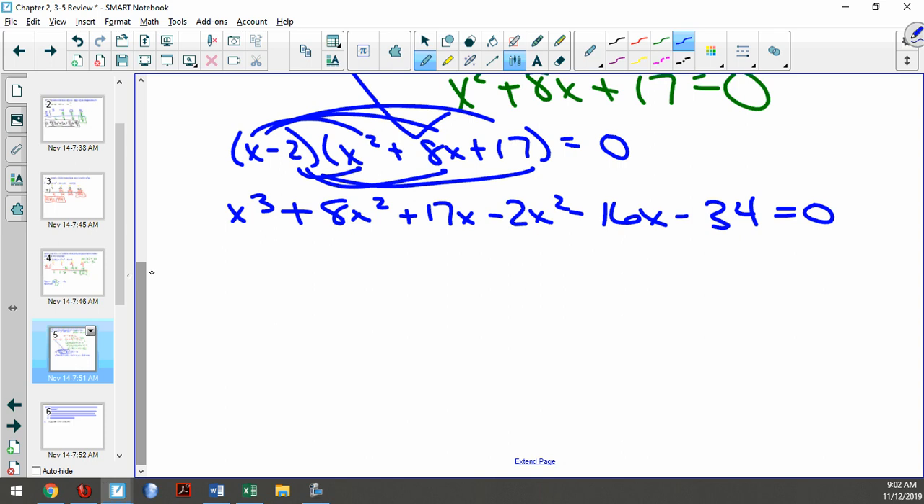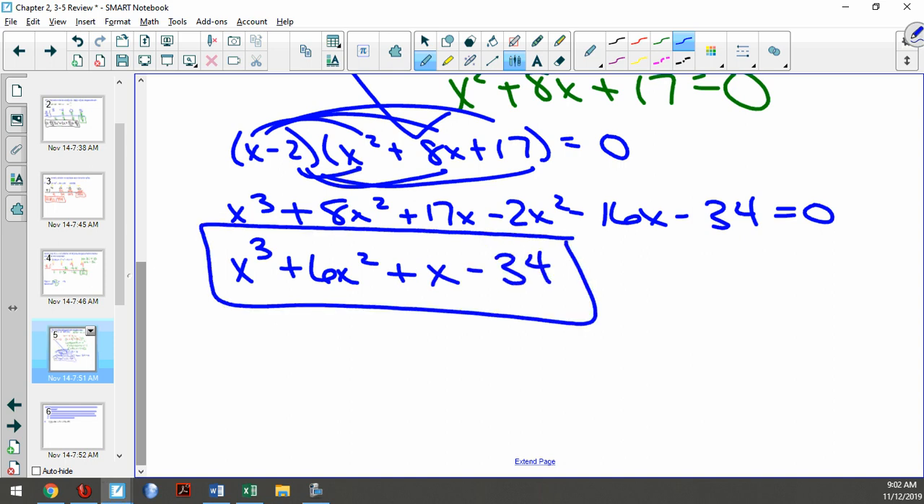So now simply combine like terms. 8x squared minus 2x squared is going to give you a plus 6x squared. 17x minus 16x is going to give you a 1x minus a 34. This is the polynomial that I am looking for. And this is just like problems 14 and 15 on the review worksheet. Do we understand that, yes or no?